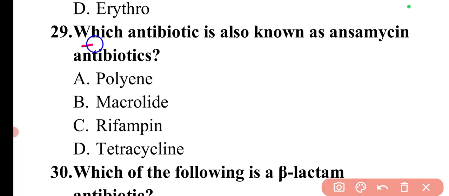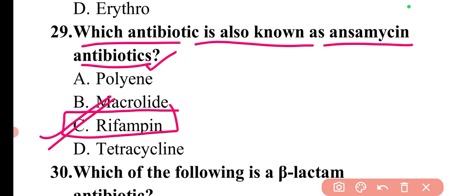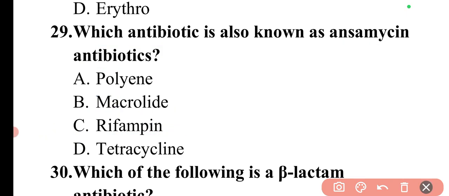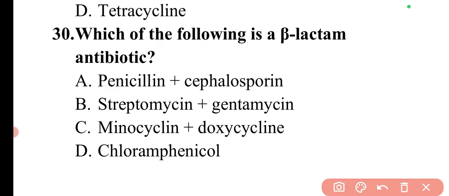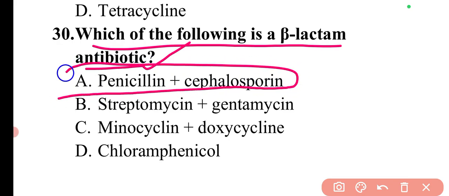Next question is, which antibiotic is also known as ansamycin antibiotics? So the ansamycin antibiotics include rifampin. So here option C will be the correct answer. Next question is, which of the following is a beta-lactam antibiotic? So among these different compounds, beta-lactam antibiotics include the penicillins and cephalosporins. So here option A will be the correct answer.